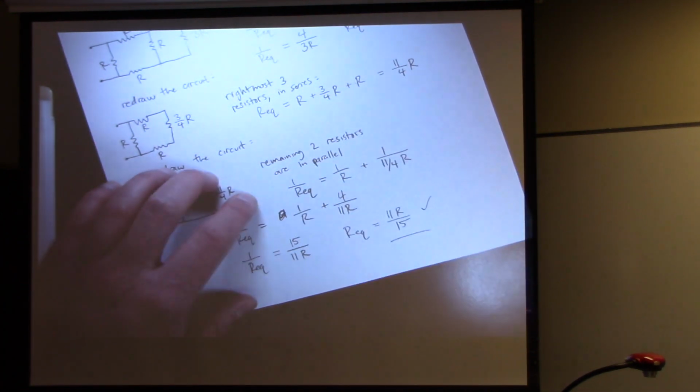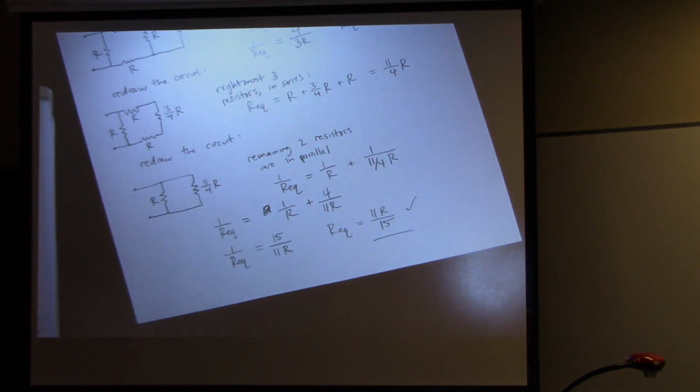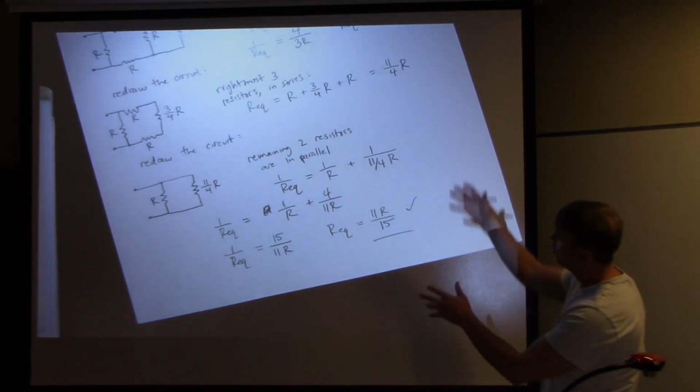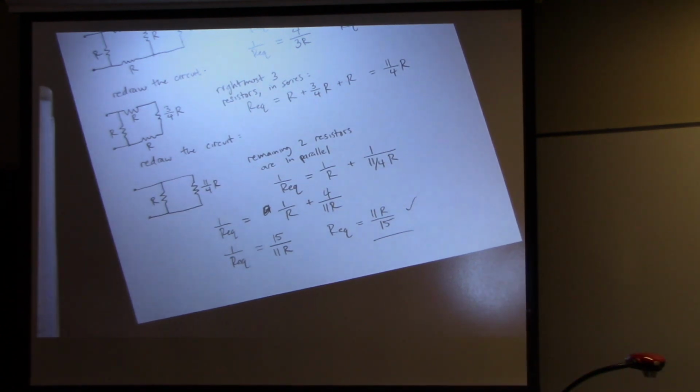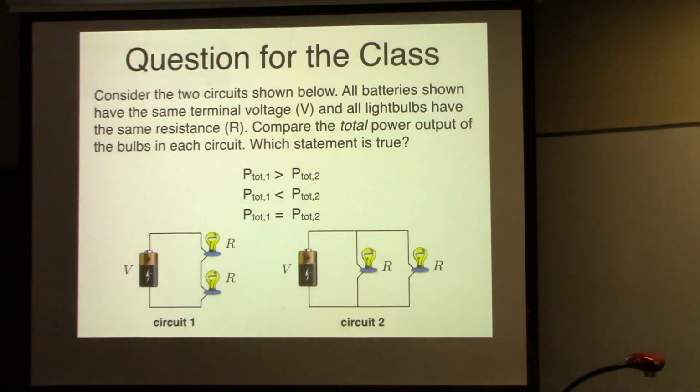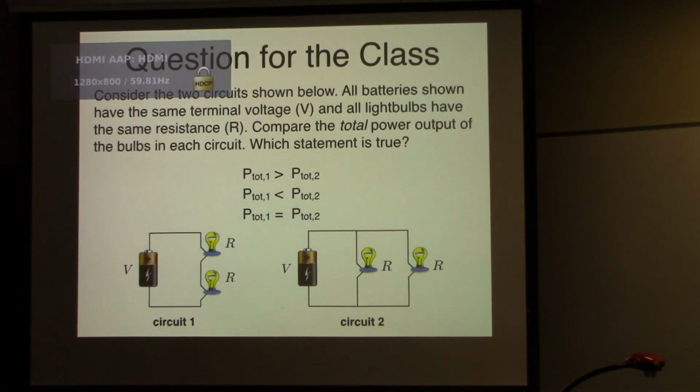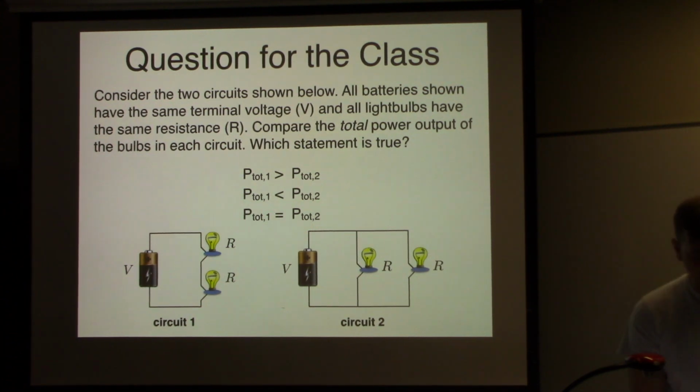It's actually less than any individual resistor. Again, that's not obvious until you go through the work of simplifying the circuit. So with that said, let's do another example. I want you to think about the idea of power output in this example.